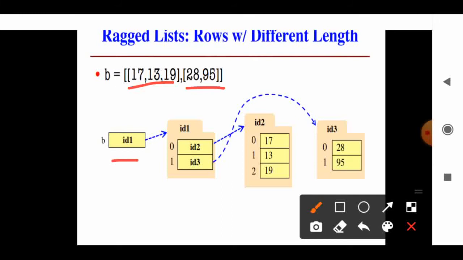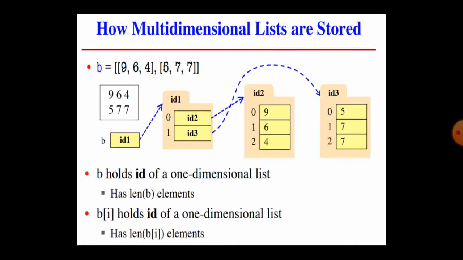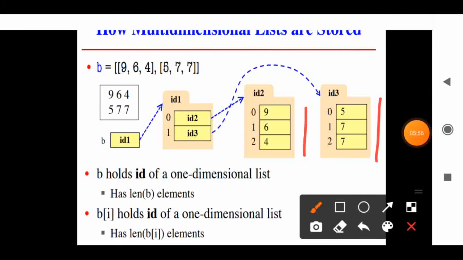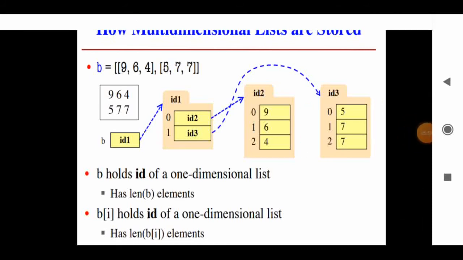For example, in id1 we have the two list values, id2 and id3. In id2 we have three elements, in id3 we have two elements. So we have different lengths of elements in the list. This is called what? Ragged list. Here in that nested list we have elements of the same length, so this is called what? Nested list.